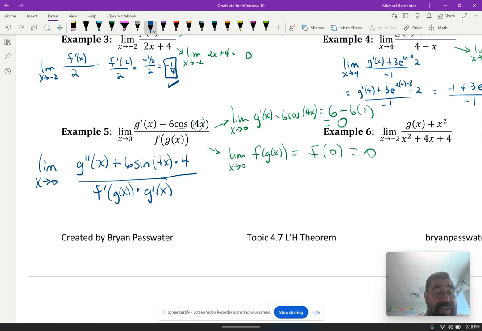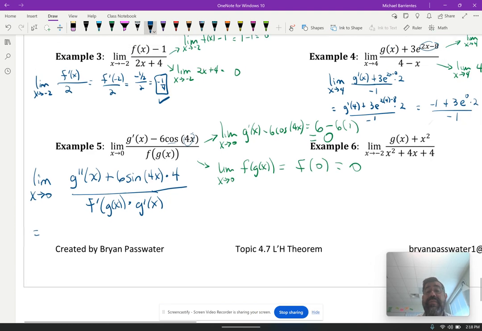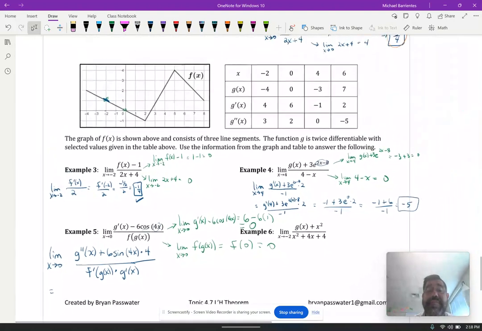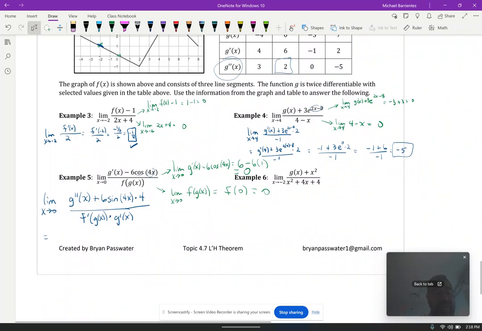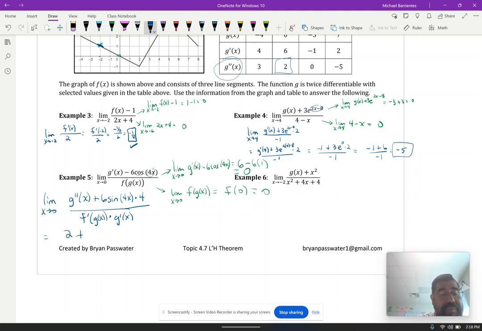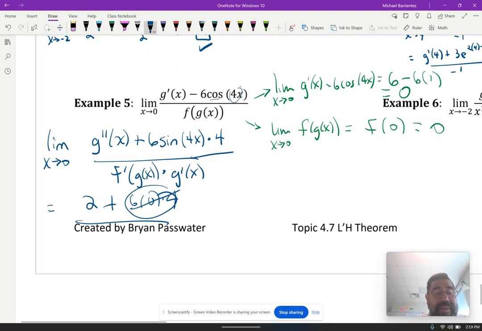Alrighty, well, according to the numerator, I need to find g double prime of 0. G double prime at x equals 0 is 2. So this first part in the numerator is 2 plus 6 times the sine of 4 times 0. Well, 4 times 0 is 0, and sine of 0 is also 0, times the 4. This whole thing is going to vanish. That's just 0. Divided by f prime at g of 0.